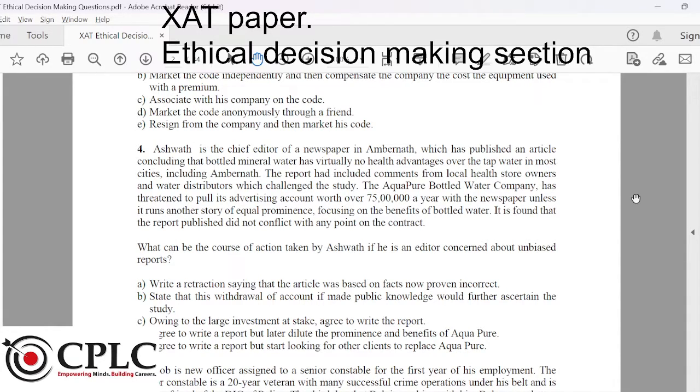So basically you are left with only B as an option. State that his withdrawal of account, if made public knowledge, would further ascertain the study. So this is something that he would debate on and then he might find a middle way for such a scenario. So the answer for this question will be B, because the rest of the options are not ethically correct and shouldn't be done.